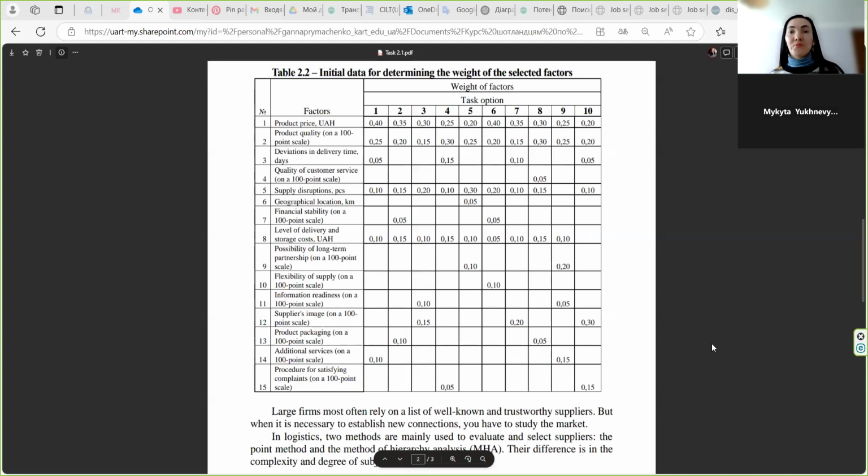And share our screen and start the second part of our lesson number 4.